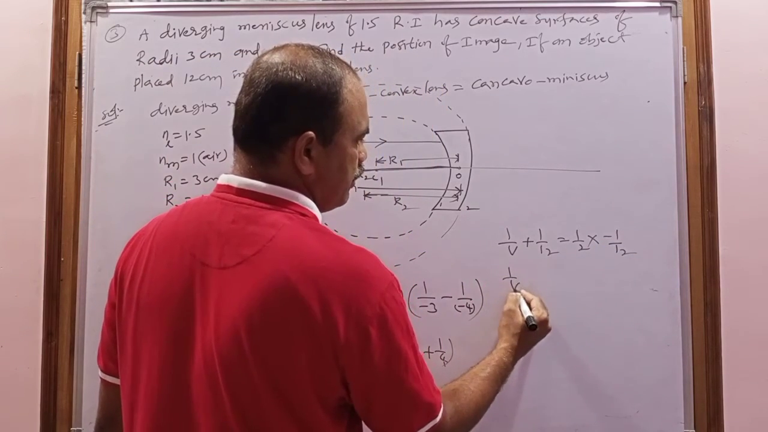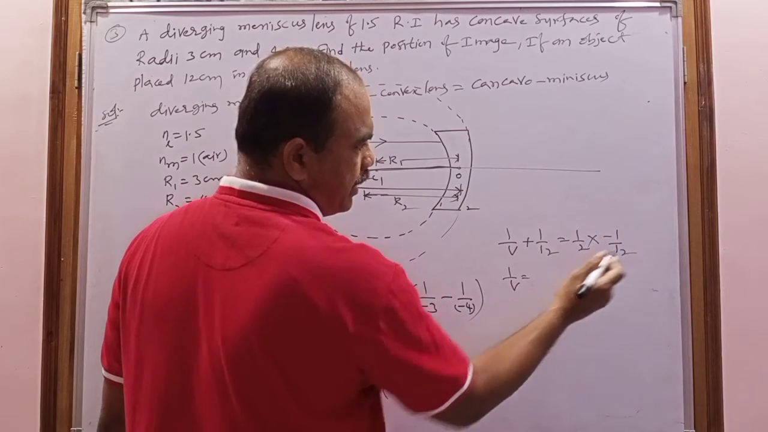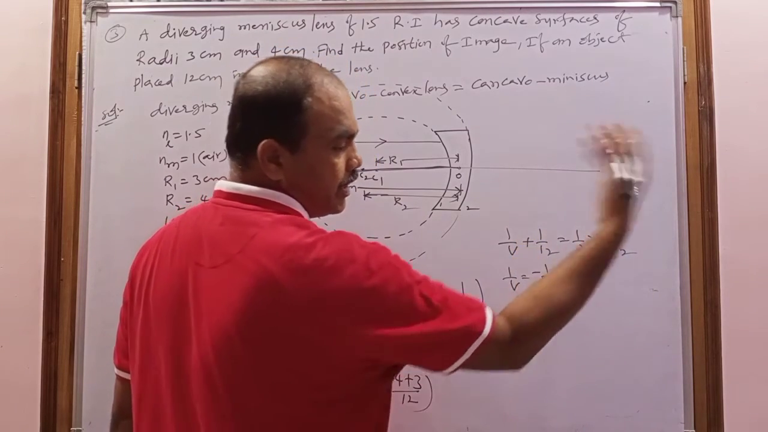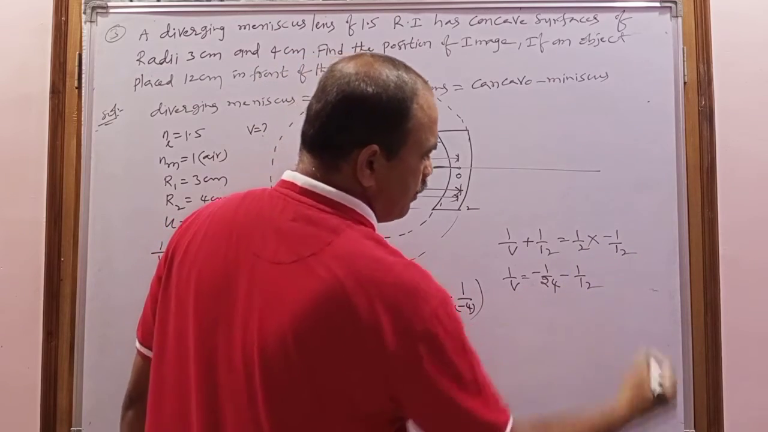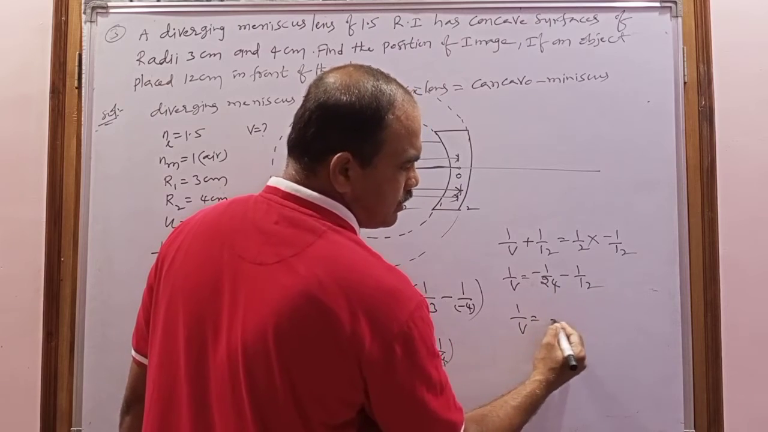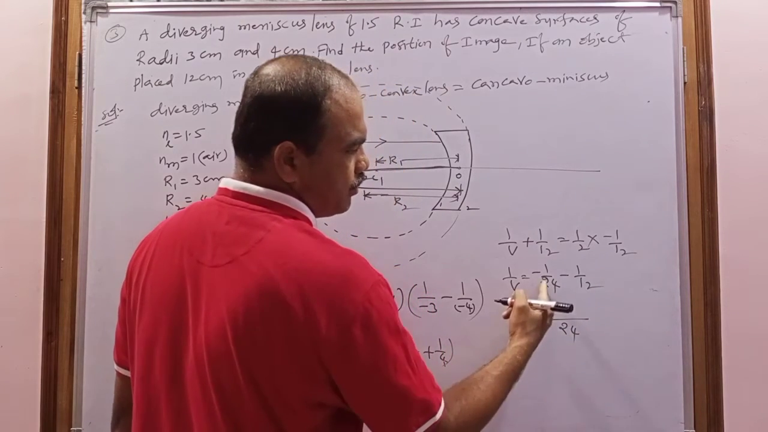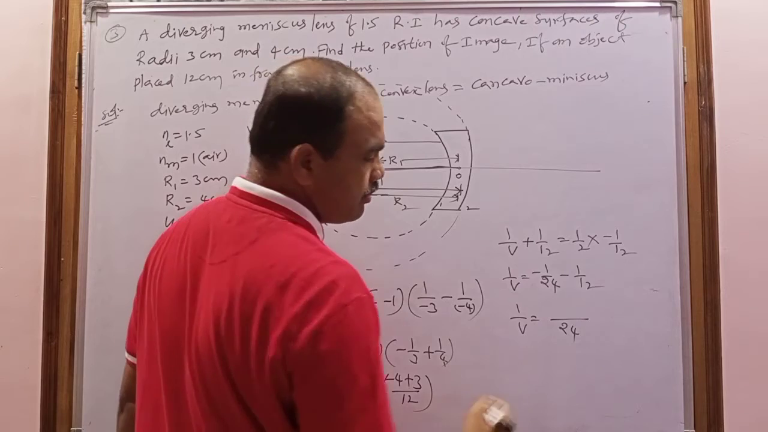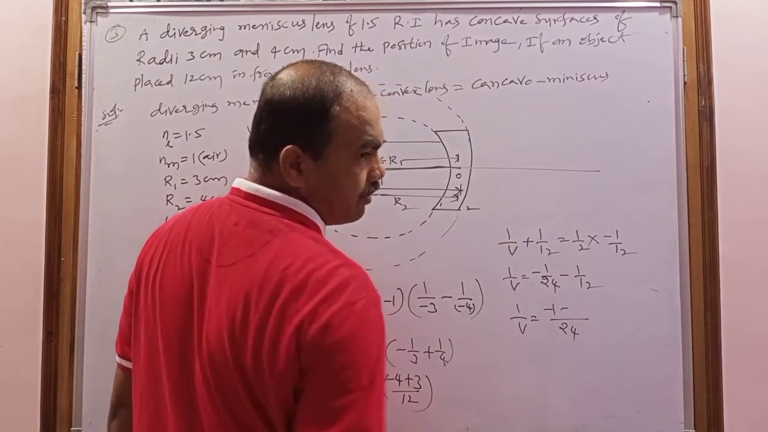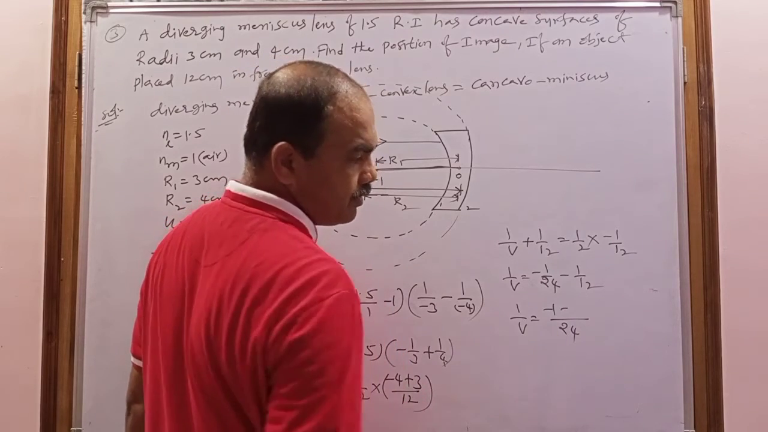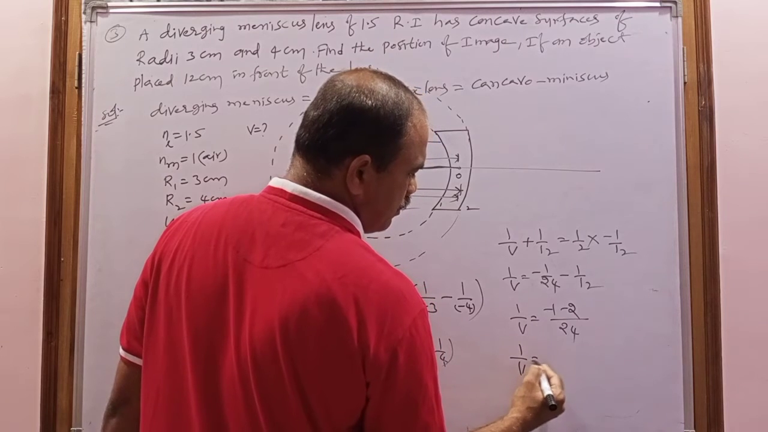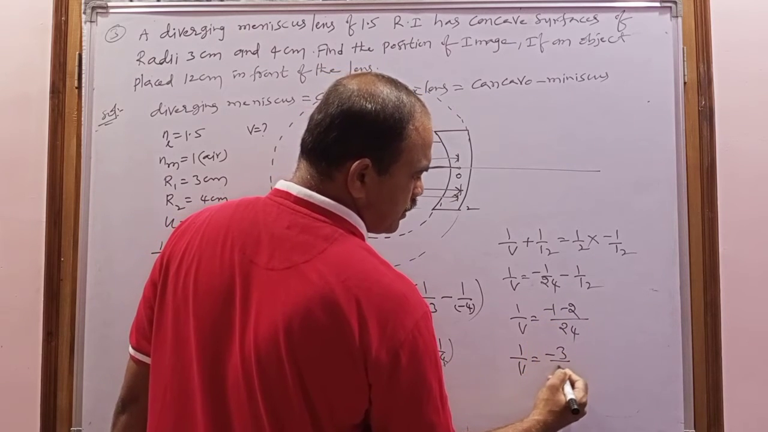So 1 by v equals 1 by 2 into minus 1 by 12, which is minus 1 by 24. When plus 1 by 12 is taken to the right side, it again becomes minus 1 by 12. So 1 by v equals minus 1 by 24 minus 1 by 12. The LCM of 24 and 12 is 24. To get 24, 24 is multiplied by 1: 1 into minus 1 is minus 1. 12 is multiplied by 2: 2 into 1 is 2. So 1 by v equals minus 1 minus 2, which is minus 3 by 24.